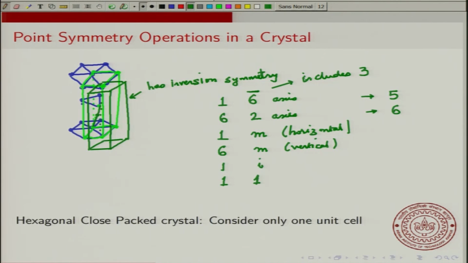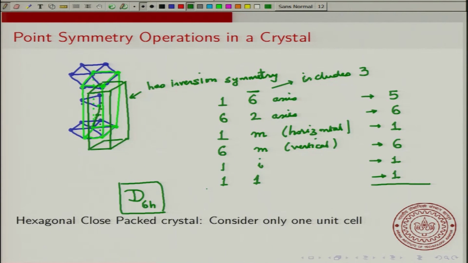Then there are 2 axes of rotation. There is one operation due to a mirror. There are 6 other mirrors. There is 1 inversion and 1 more, the identity. And this symmetry group is called D6h in molecular symmetry language, and in crystallographic symmetry it is called 6/mmm.